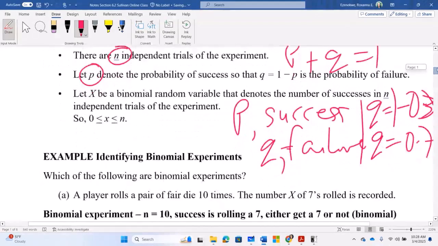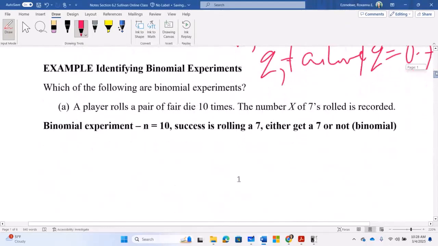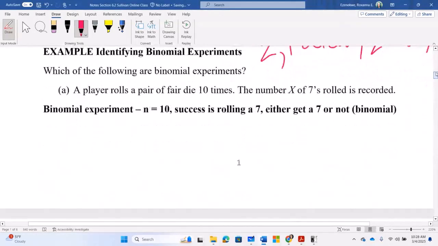All right. Okay, so we're going to do an example. Which of the following are binomial? So we need to know the properties of binomial. One, it has to have two outcomes that are independent, success or failure, true or false. The sample size is fixed and must be given.